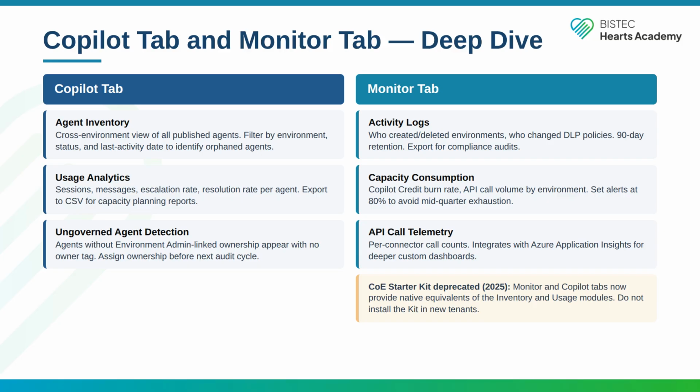Capacity consumption in the Monitor tab shows Copilot credit burn rate and API call volume per environment. Configure an alert at 80% capacity. At 80%, you have time to purchase additional capacity or reallocate. At 100%, the production chatbot has already stopped responding. API call telemetry per connector category is the diagnostic surface for unexpected behavior. If an agent starts generating an anomalous volume of API calls to a connector, this is where you see it before it becomes a billing problem.